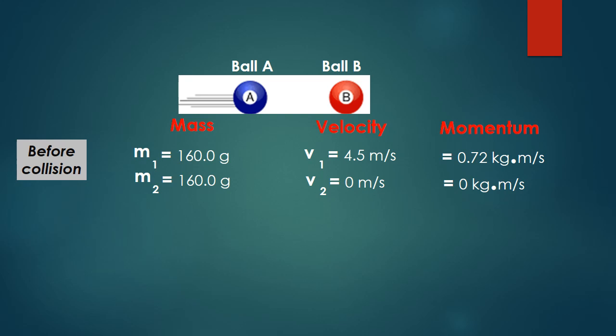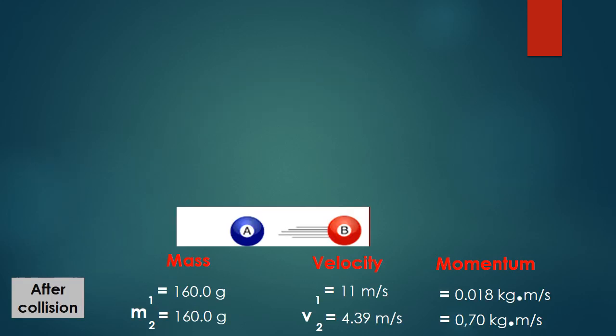A pool or billiard player is about to use the cue ball to make a direct hit on a B ball which is at rest. Each ball has a mass of 160 grams and the cue ball's initial speed is 4.5 meters per second. After the collision, the cue ball comes to a stop. If no momentum is lost in the collision, what is the total momentum of this system and how fast is the B ball moving after the collision?